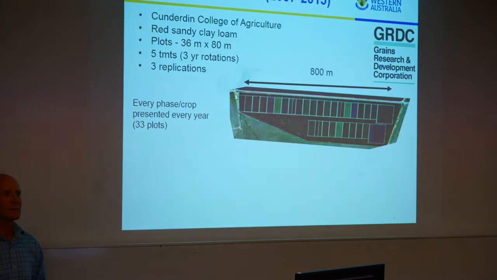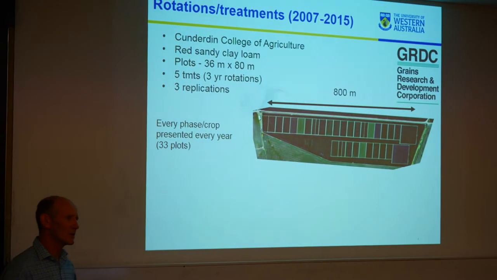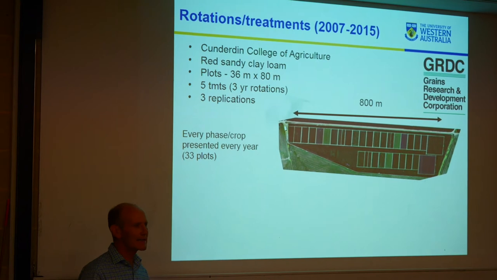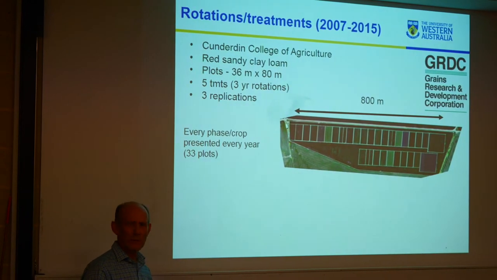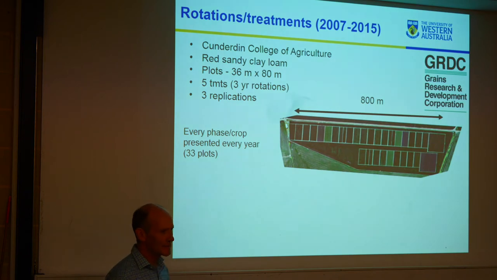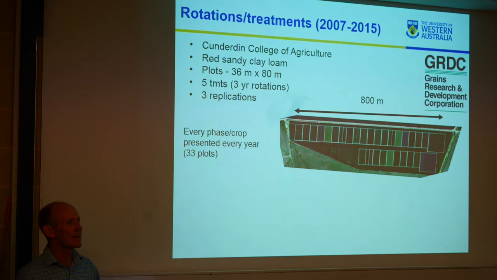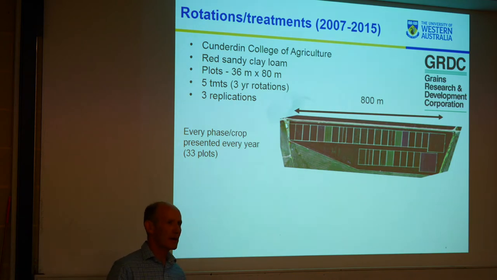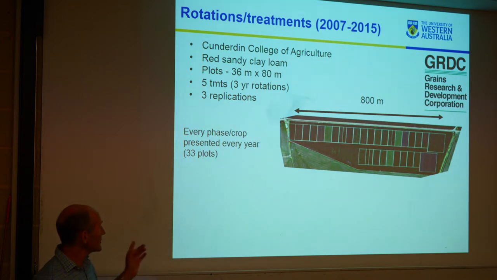The trial is situated at the Cunderdin College of Agriculture. It's on a red sandy clay loam soil, and the plots are quite large: 36 metres by 80 metres, and we have five main treatments. They are three-year rotations, and we've got three reps in there. So you can see the size of it, it's fairly large. From one end to the other is 800 metres, so nearly a kilometre.